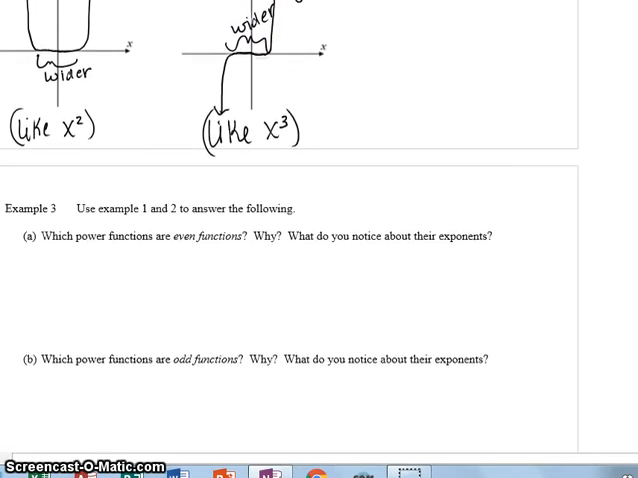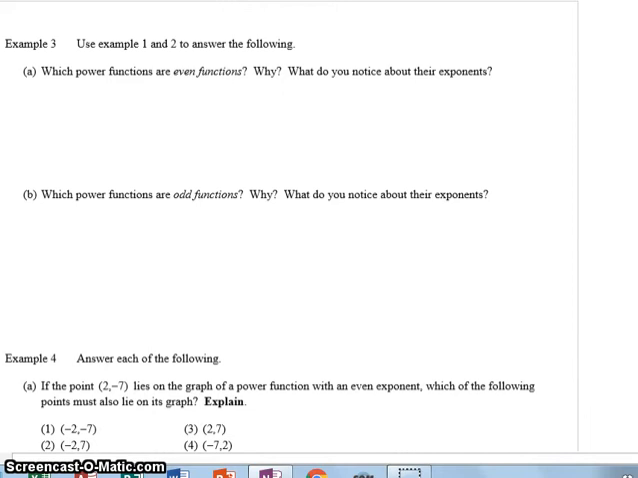Okay? Example 3. Use example 1 and 2 to answer the following. A. Which power functions are even functions, and why? What do you notice about their exponents? Okay. Our even functions are y equals x squared and y equals x to the 4th. Of course, it's x to the 6th, x to the 8th, but those aren't in examples 1 and 2. What do you notice about their exponents?